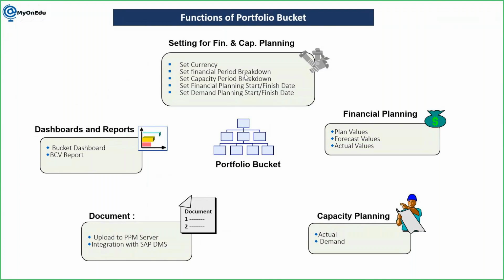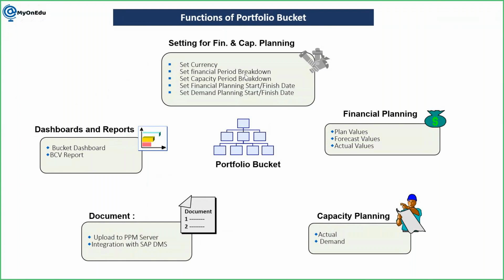Then set the capacity period breakdown. Similarly, set the financial planning start date and end date, and the demand planning start date and end date. So for a particular period, when you are defining the portfolio structure, the period you want to consider for this portfolio can be kept in the bucket.